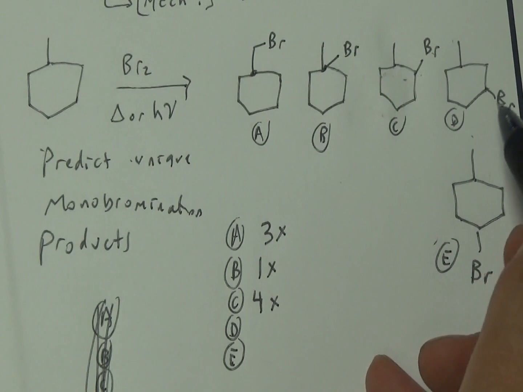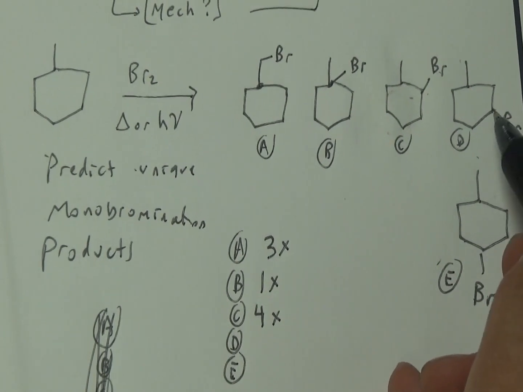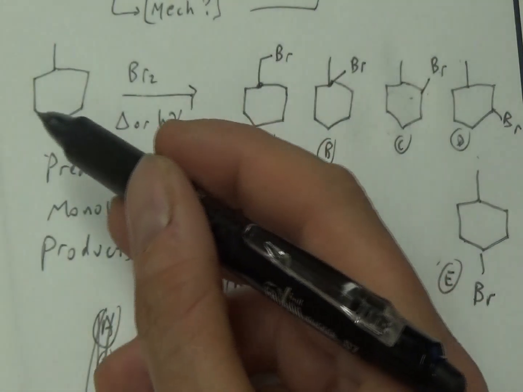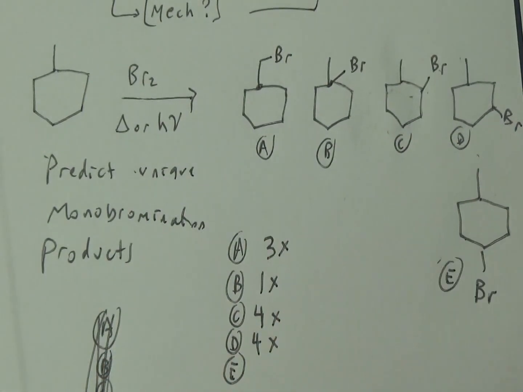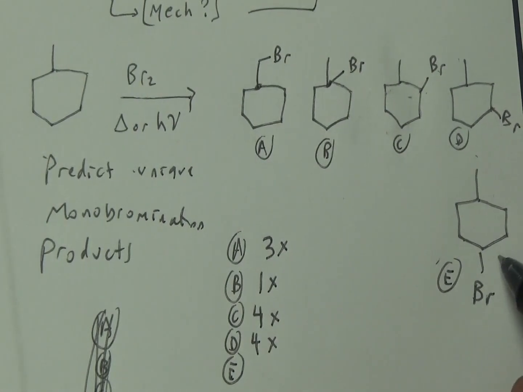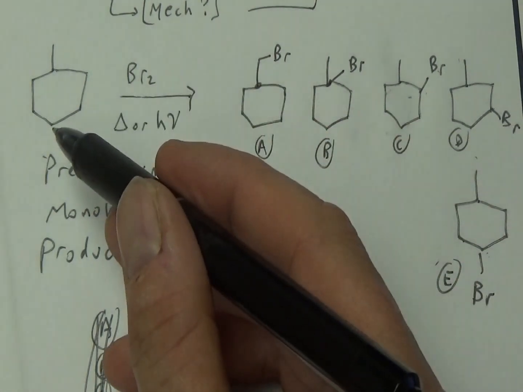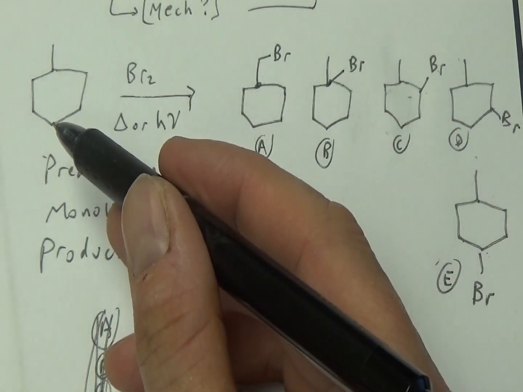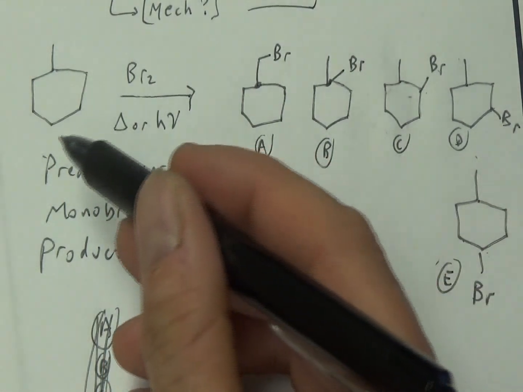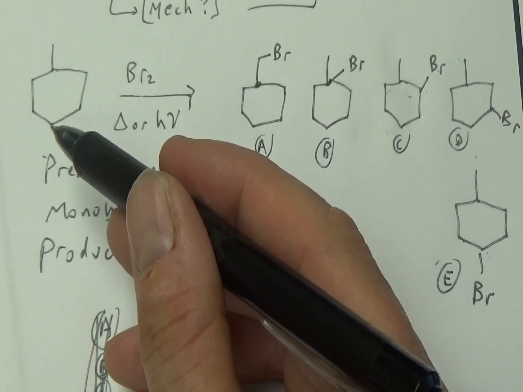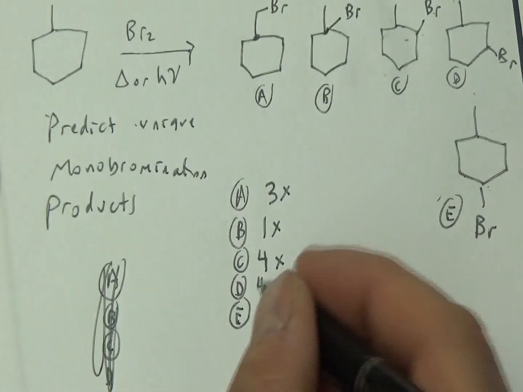What about D? Well, there's 2, so that's where the Br is. Then we look over here, well there's 2 there, there's 2 there, so that's 4 also. Now we look at product E and we're like, well there's the Br. We have to move our pen way back over here and we're like, well how many hydrogens are on this carbon? There are 2 there. Alright?